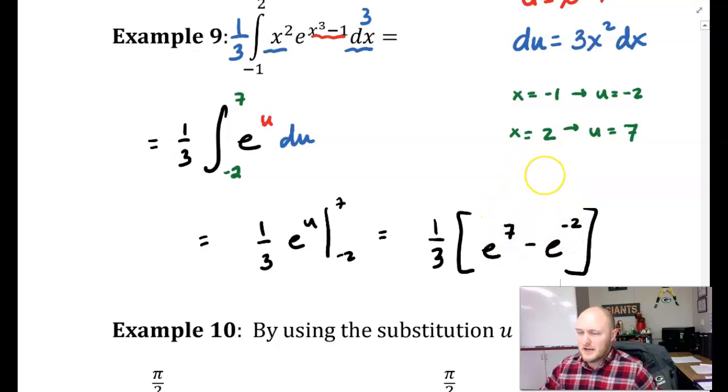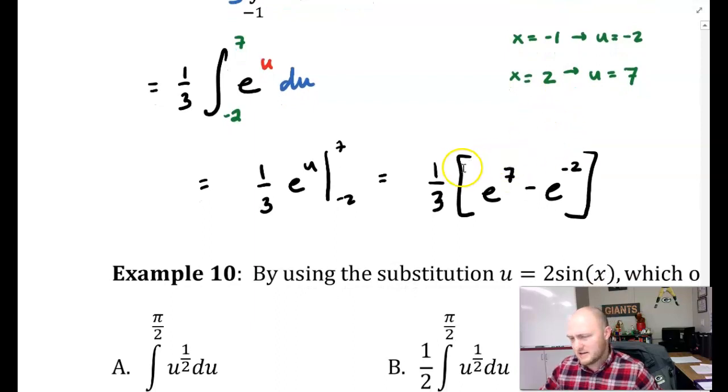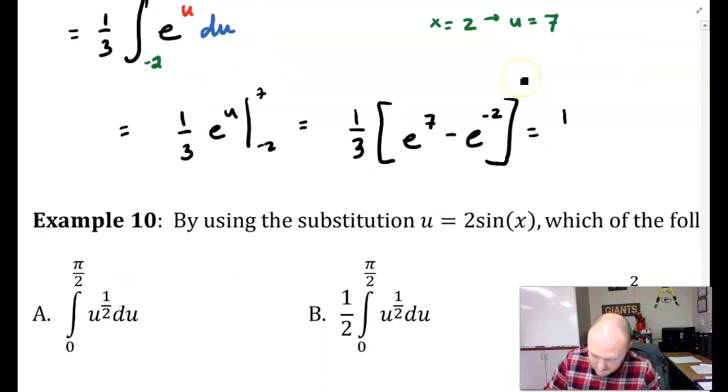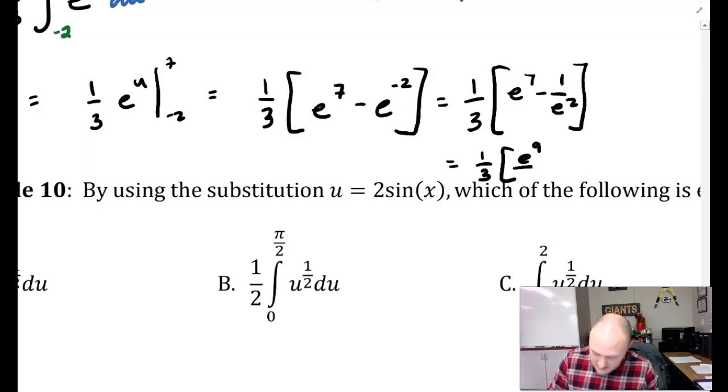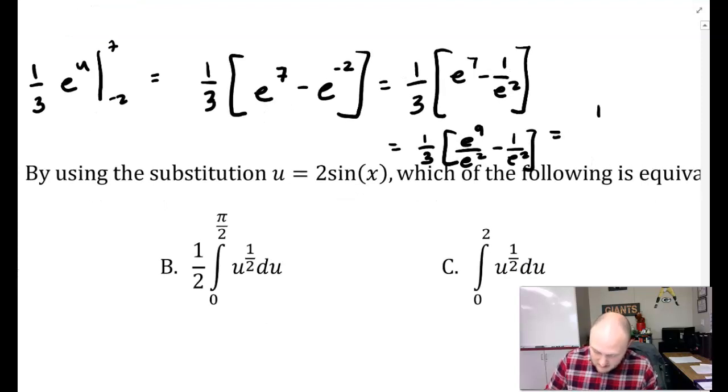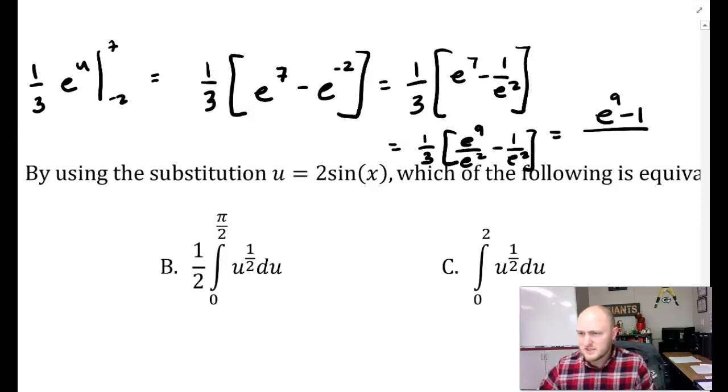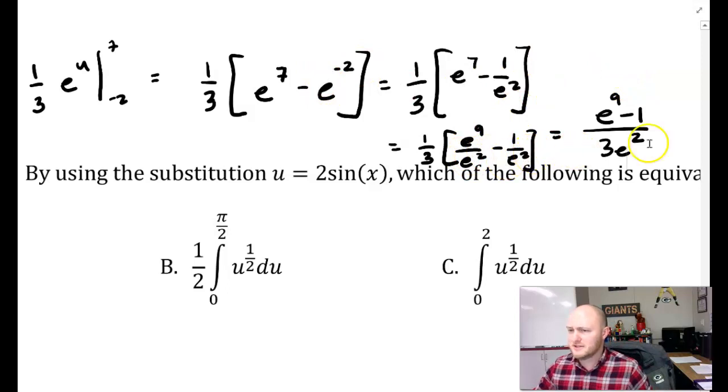Maybe, you know what? I'll show you how you might see this. 1/3 times e to the 7th minus 1 over e to the 2nd. And I could see College Board making you make that the same denominator. So 1/3 times e to the 9th over e to the 2nd minus 1 over e to the 2nd. So then this gives us a numerator, all over e to the 2nd, and then I have a 3 in the denominator. I could see College Board writing it like that on a multiple choice problem. Okay, I hope I did that right. I think that's right.